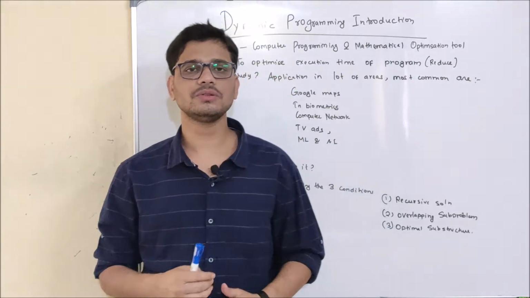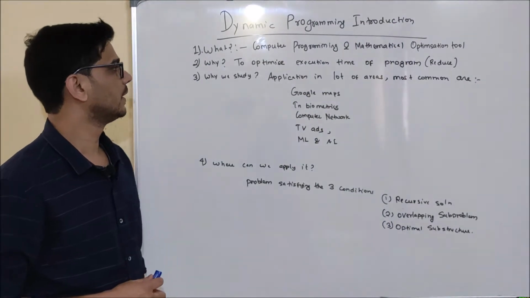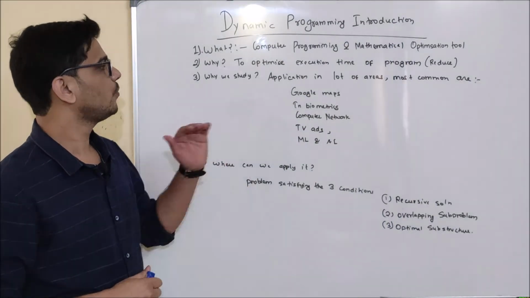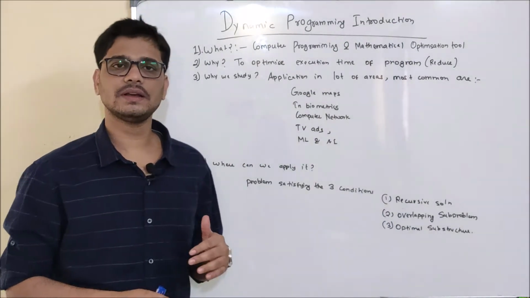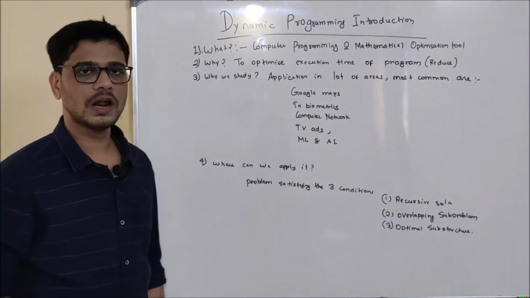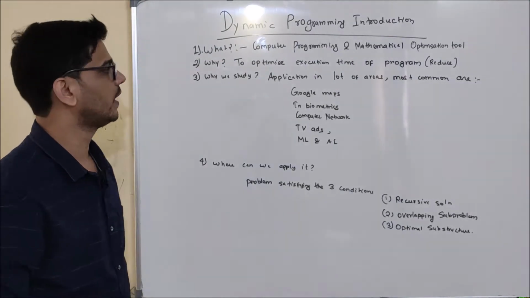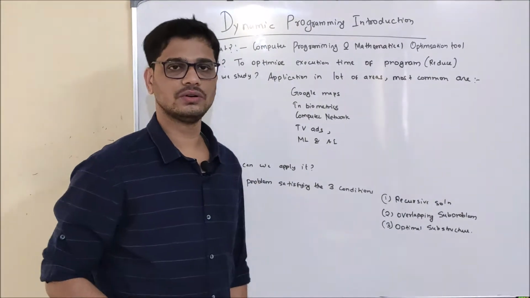Friends, from today we are going to start a series on dynamic programming. So first of all, what is dynamic programming? Dynamic programming is a computer programming method as well as a mathematical optimization tool. And second thing is, why do we need dynamic programming? We need dynamic programming to optimize the execution time of a program, basically to reduce it, okay?